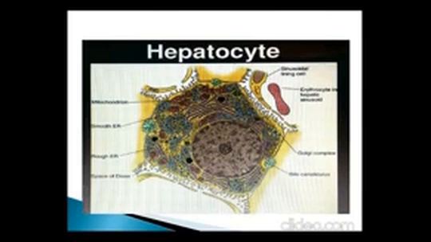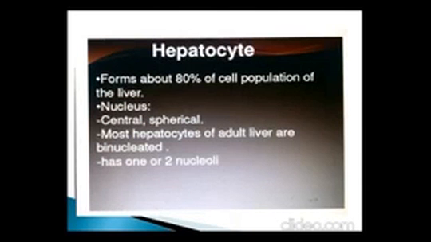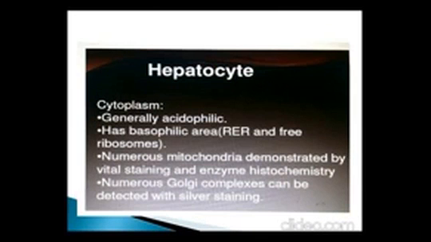Coming to the hepatocyte, this forms about 80% of the cell population of the liver, the other being contributed by the stroma, the Kupffer cells, the Ito cells, so all of the cells. Nucleus: there's a central spherical one. Most hepatocytes of adult liver are binucleated. See this important finding. Most of you would be aware that it is uninucleate, but most hepatocytes of adult liver are binucleated. Has one or two nucleoli.